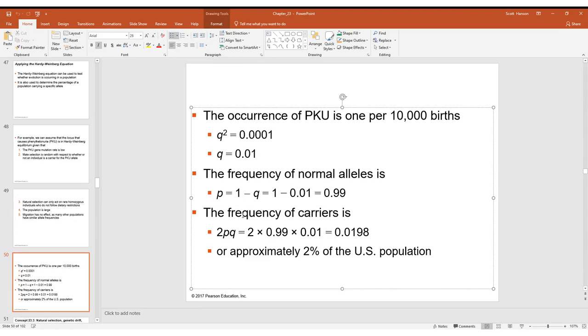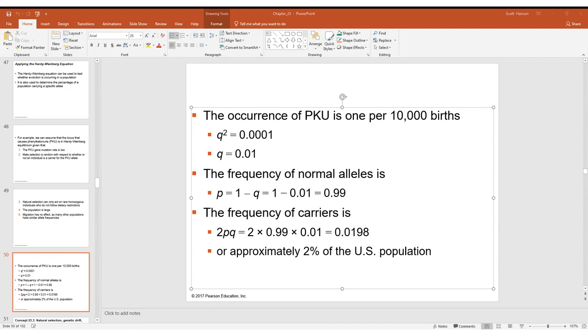And so the frequency of the carriers, now the carriers are the heterozygotes, okay? So once we know what P is and what Q is, then simple calculation will give you 2 times what P is, which is 0.99, we've already found, times what Q is, which is 0.01, we've already seen that from up here. So basically then, if you put this into a calculator, 2 times 0.99 times 0.01 gives you 0.0198. And so there you go.